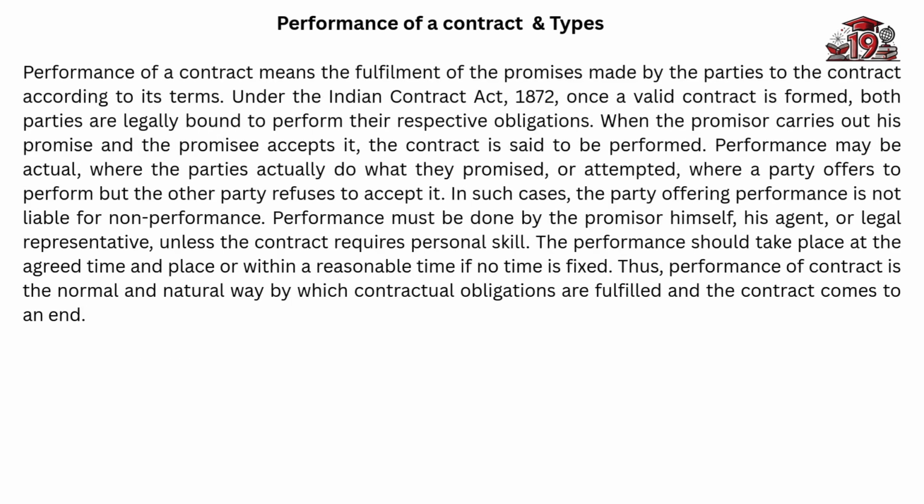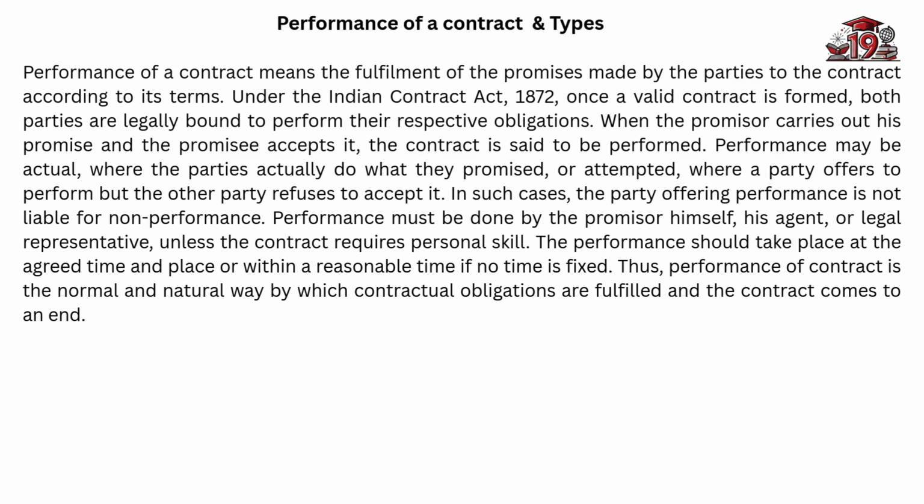Performance of a contract means the fulfillment of the promises made by the parties to the contract according to its terms. Under the Indian Contract Act, 1872, once a valid contract is formed, both parties are legally bound to perform their respective obligations. When the promissor carries out his promise and the promisee accepts it, the contract is said to be performed. Performance may be actual, where the parties actually do what they promised, or attempted, where a party offers to perform but the other party refuses to accept it. In such cases, the party offering performance is not liable for non-performance.